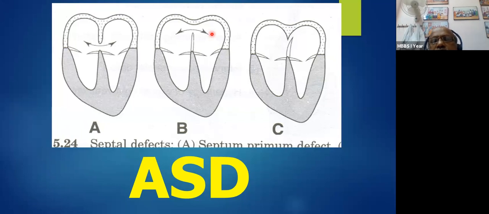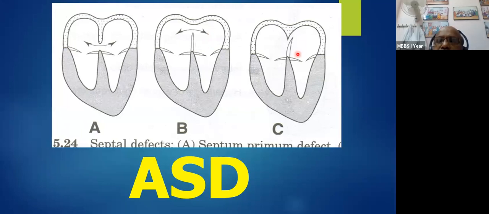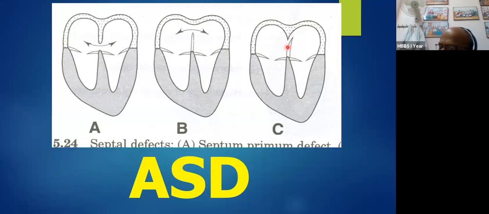The third one is C, patent foramen ovale. Both septum primum as well as septum secundum are there. So only the fusion is not there. This is patent foramen ovale type. Okay, so this is your atrial septal defect.